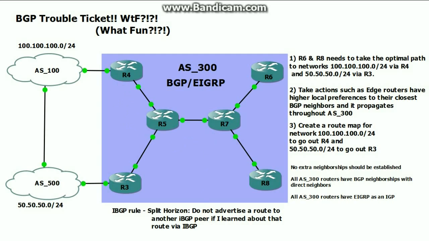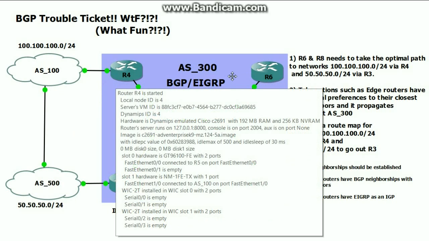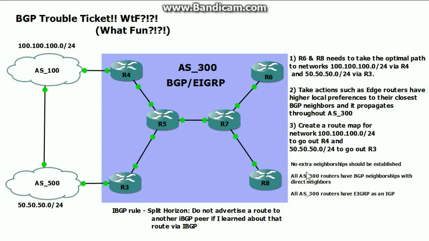Well, what we can do is create a full mesh to all of our routers to propagate that, so R6 will know about it. So we'd have to create a neighbor statement for R4 to R6. And if we look at our rules here, it says no extra neighborships should be established, so we can't add any more neighborships. So what can we do? What we can do is actually implement route reflectors.